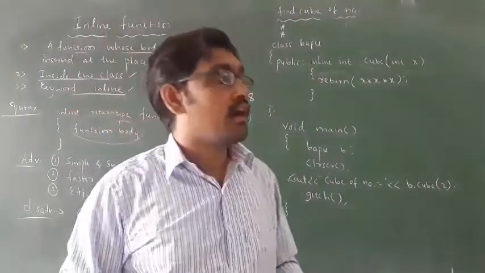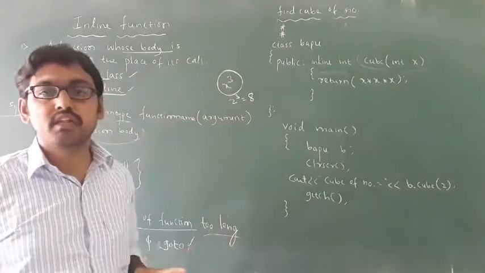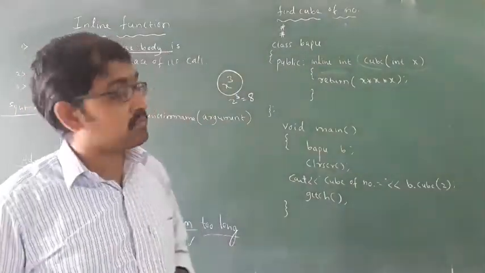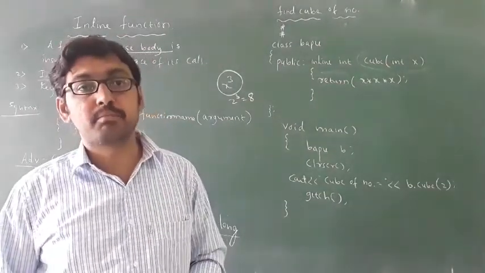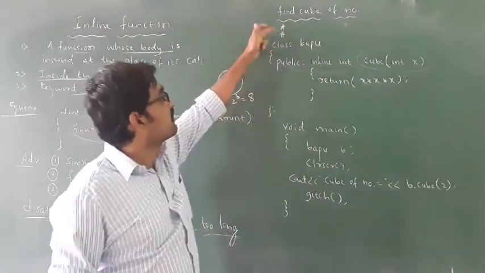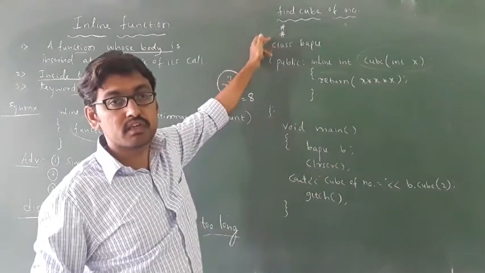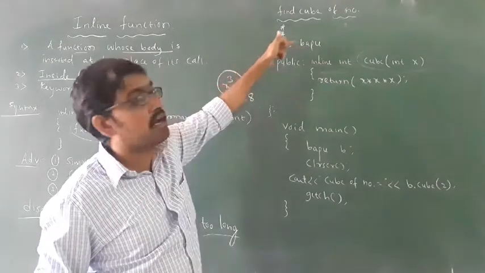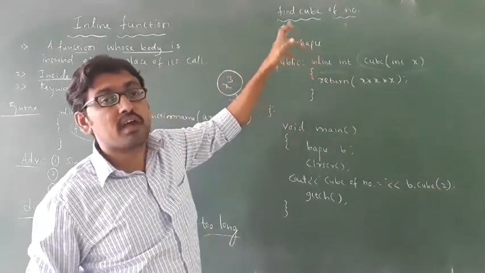Okay, then how to write a program. See, very small programs you can write. This is a lab program: write a program to find the cube of a number by using an inline function. The program will always start with #include iostream.h, then conio.h. You know already. Then class, I am taking a class, and Babu is the class name.